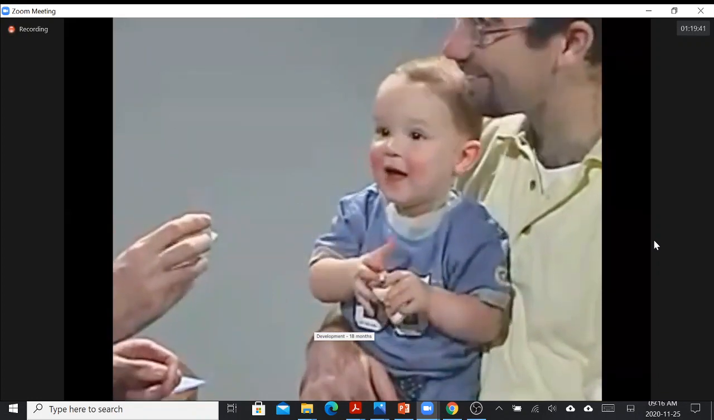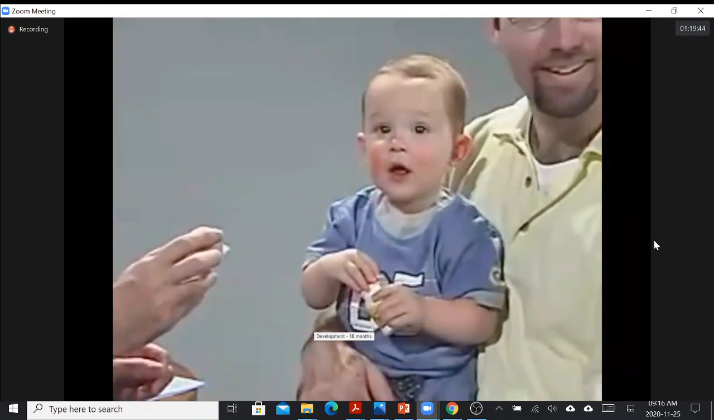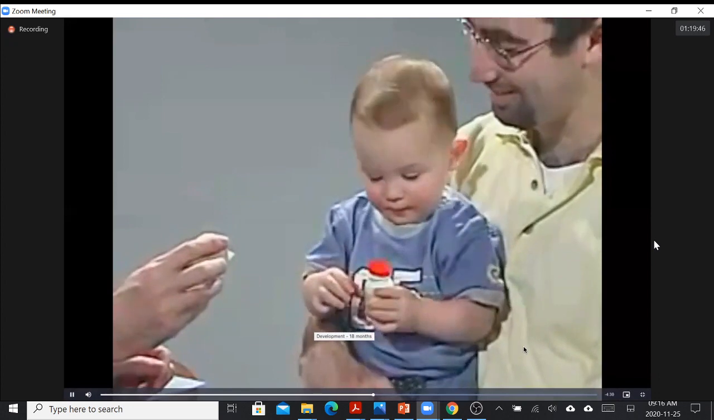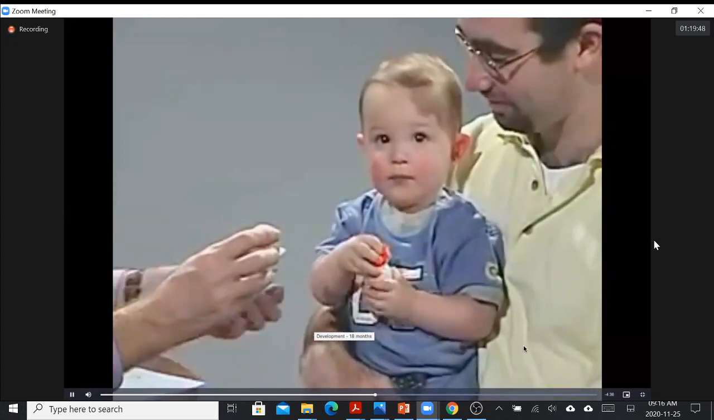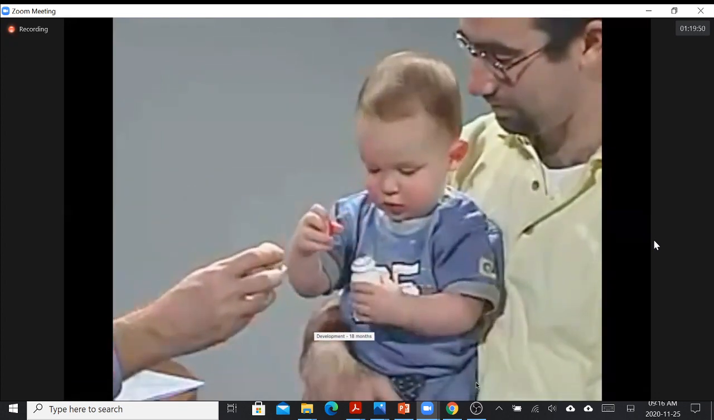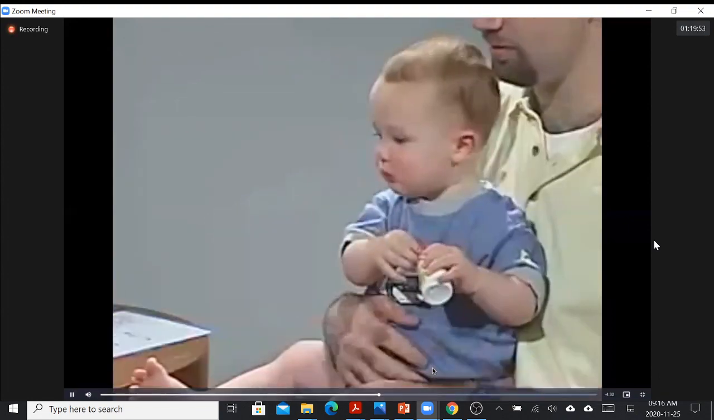Have you started to have a hand preference? I haven't noticed. He uses, it seems like, his right hand. Right hand, okay.